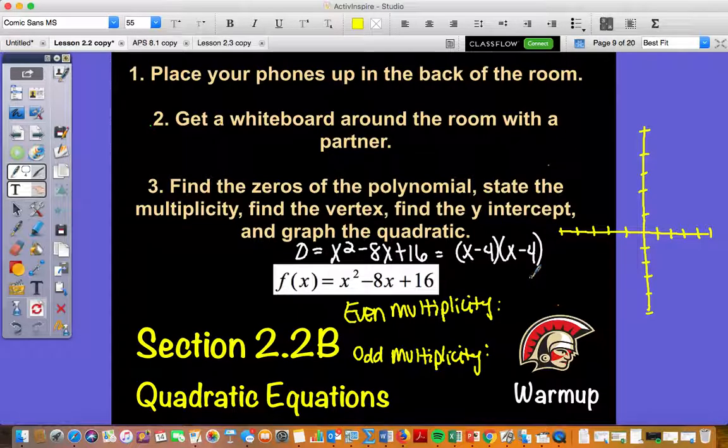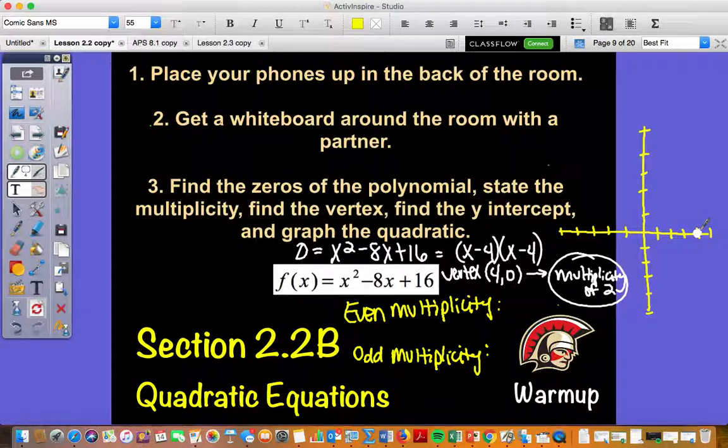State the multiplicity. Diego, do you remember what the multiplicity would be? 2. Good. Why is it 2? Because it happens twice. Yeah, because there's 2 times it occurs, right? Traditionally it's 1, but sometimes it'll happen like this where there's 2 or multiple ones. So this has a multiplicity of 2. So we're going to go here, 1, 2, 3, 4, boom.